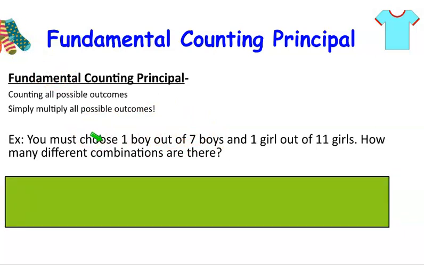Take your choices and multiply them together. We are able to do that because if you make a tree, the bottom branches, add them all up, you'll get the same answer. Or if you just multiply your choices, you will get the same answer. So, using the fundamental counting principle, how many different combinations are there? 77. How? 7 times 11. Multiply your choices.